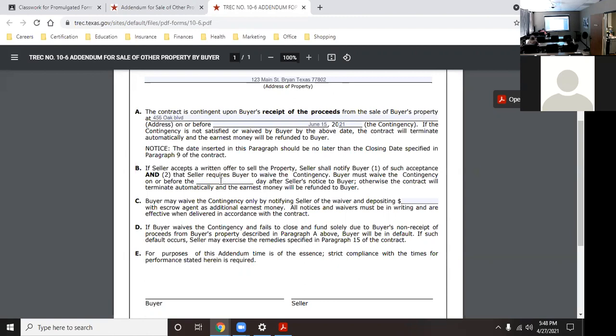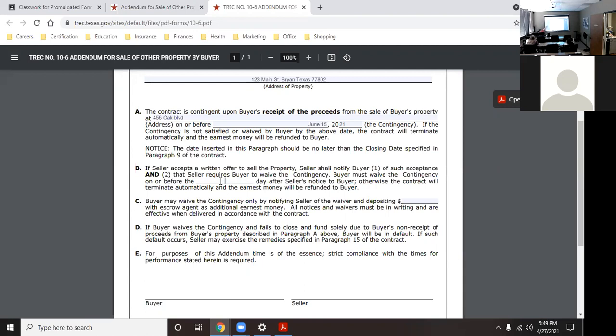If the seller accepts a written offer to sell the property, the seller shall notify the buyer of such acceptance, and the seller requires buyer waive the contingency. Now, what that is stating is that you actually, as a seller, so if I am purchasing this house from McKenna, she's the one that lives at 123 Main Street and is selling her home, I can put in a contingency that unless I get funding on June 15th, I'm on contract to buy the property.